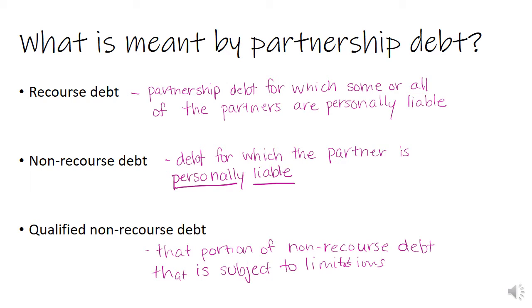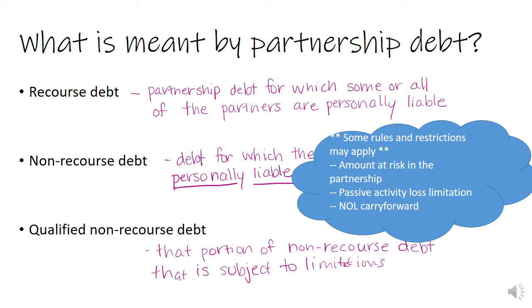Non-recourse debt is debt for which a partner is not personally liable. This is typically collateralized debt. It's debt that's incurred to obtain a specific asset. Qualified non-recourse debt is that portion of non-recourse debt that is subject to limitations, such as if you're a limited partner. Now, of course, this is tax law, so some exclusions may apply.